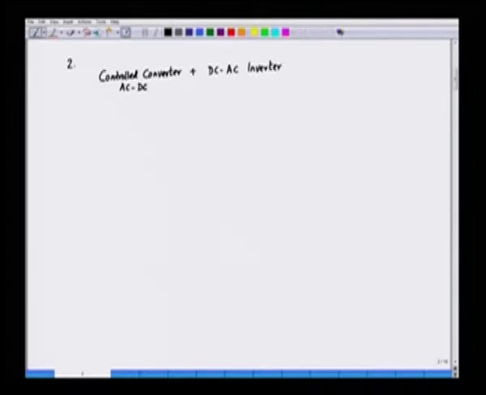So, we can have the structure like this. Usually we use an SCR bridge here. We have an SCR bridge in this case. We have a 3-phase supply, and in this case, when we have variable input voltage, we usually have a current source inverter.